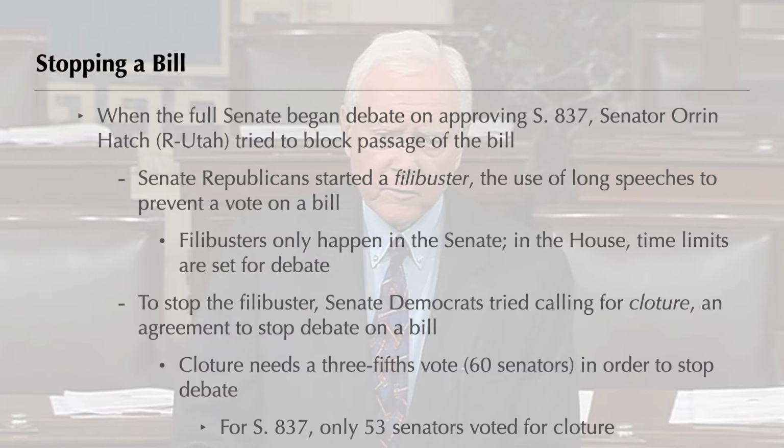On September 22nd, the Democrats tried to stop the filibuster by calling for cloture, or agreement to end the debate on a bill. Cloture requires a 3/5 vote, 60 senators. At the final count, only 53 senators voted in favor of cloture. The next day, the Democrats tried again but failed. Without an end to the filibuster, the Senate could not vote on the bill. Even though they were the minority party in the Senate, the Republicans had stopped the bill.